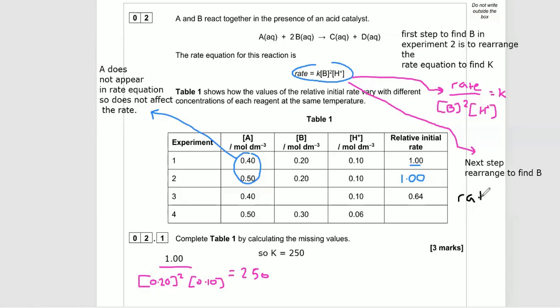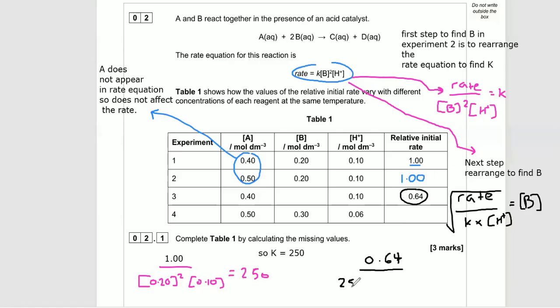So rearrange the rate equation to find B. We're going to do rate this time over k times the hydrogen ion concentration, and that is going to give us B squared. However, we want to square root both sides to get rid of the square, and then we'll find B. So we want the square root of the rate over k times H. We know that the rate for experiment 3 is 0.64, so the rate's gone down. We know that k is 250 for all of these, so we're going to do 250 times 0.1, which is the concentration of H, and that is going to give us B if we square root it. So let's whack that in the calculator and work that out.